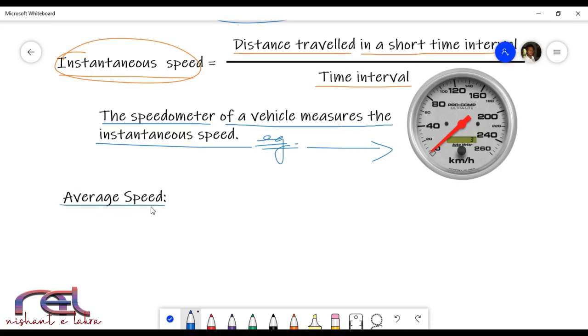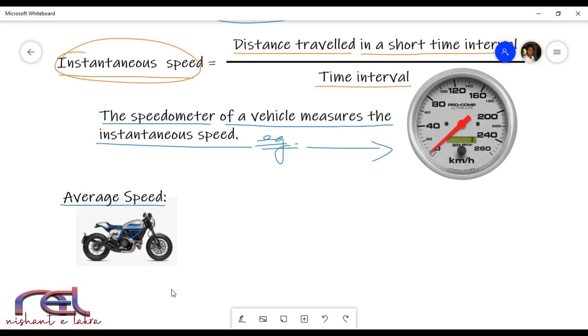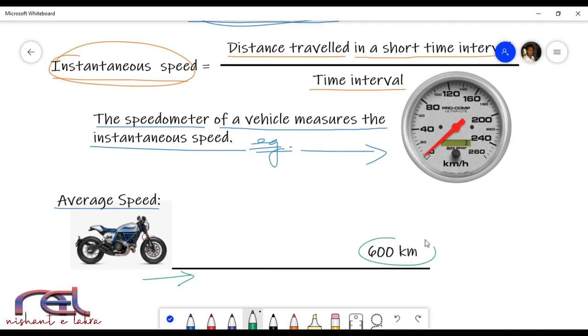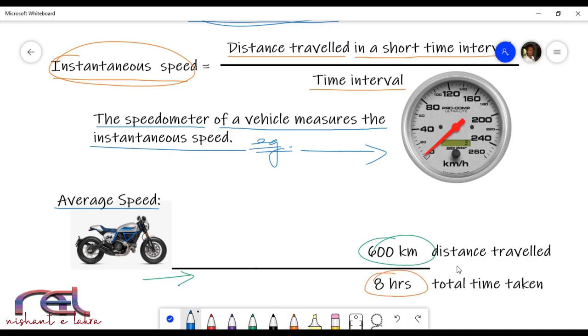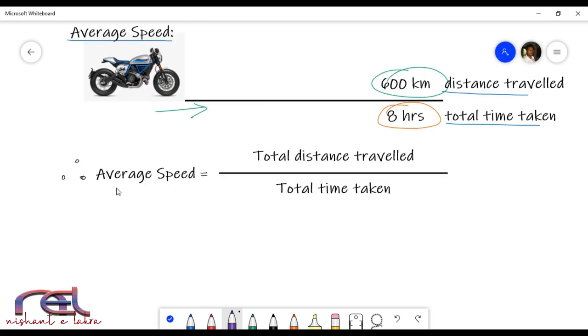Let's understand what average speed is. Let's say there's a motorbike, and this motorcycle has to cover 600 kilometers in 8 hours. So the distance it has traveled is 600 kilometers and it has taken 8 hours. How will we calculate average speed? Total distance traveled divided by total time taken. That is how we calculate average speed.